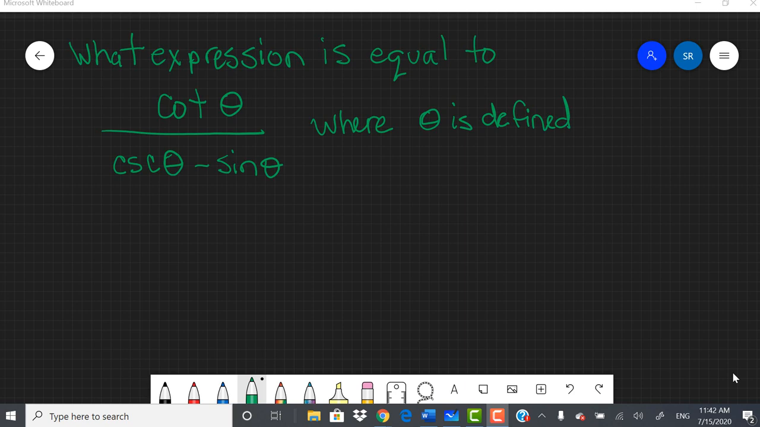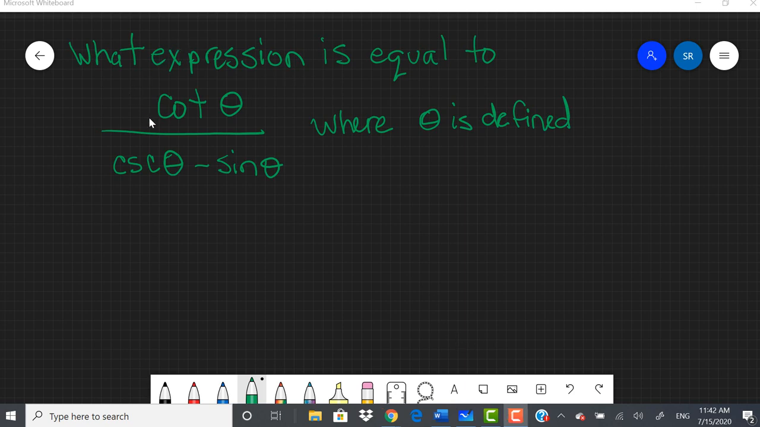Okay, in this video, I'm going to show you what expression is equal to cotangent theta over cosecant theta minus sine theta, for all values where theta is defined. In other words, we don't want anything where we end up with a 0 in the denominator. Okay? So again, you want to have your trig identities close by so that we can switch this around.